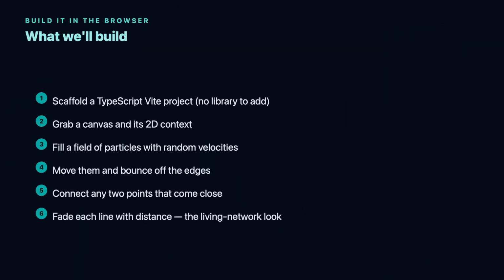The whole thing is one loop. Move each point a little, bounce it off the edges, then connect the nearby ones. Closer points get a brighter line, farther ones a fainter line. That distance fade is what makes it read as a living network instead of a tangle.